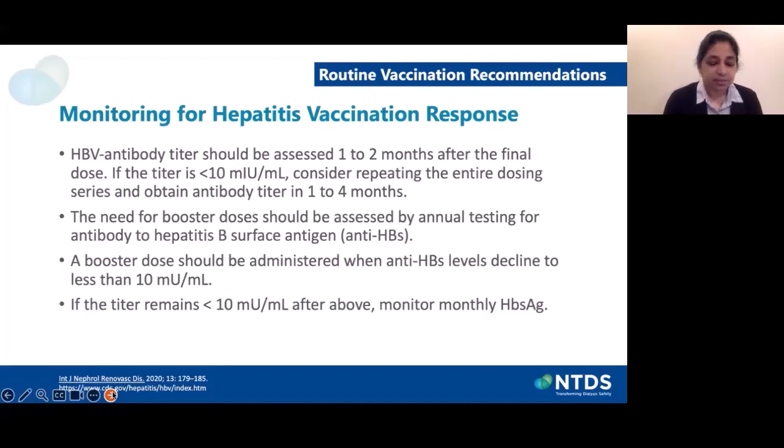considered. The need for booster doses should be assessed by annual testing for antibody to hepatitis B surface antigen, and a booster dose administered when the level is less than 10. If the titer remains below 10 after the above steps, monthly hepatitis B surface antigen monitoring is indicated.